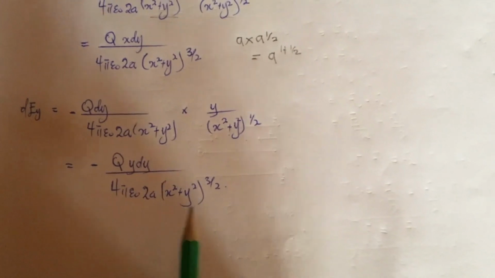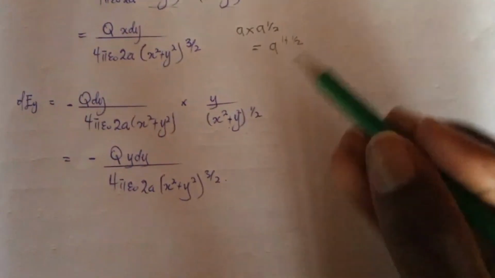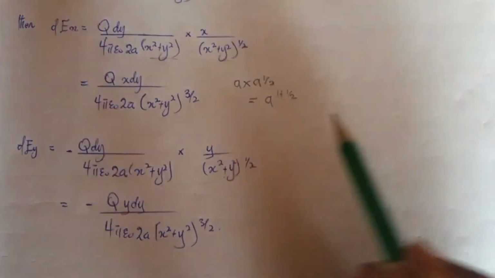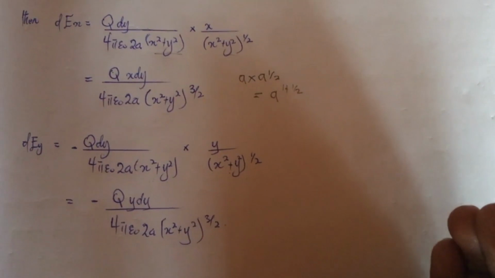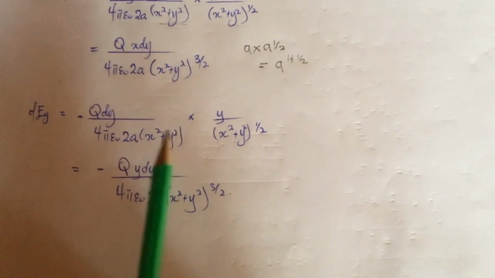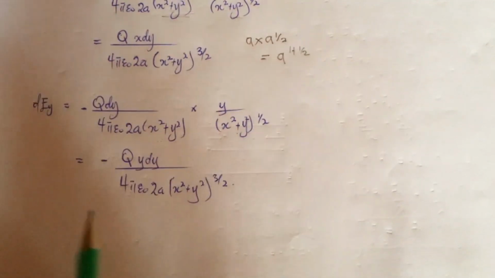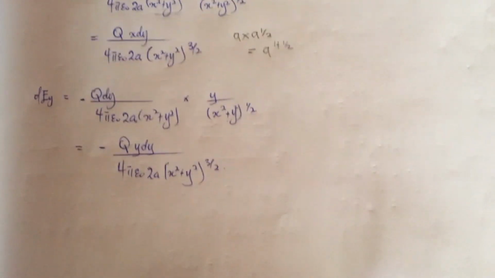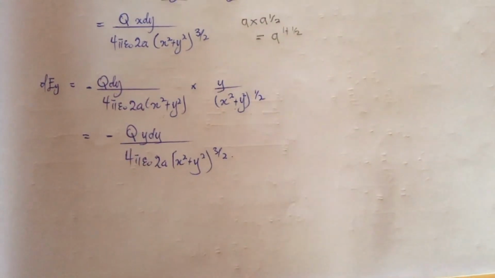We can just arrive at this point: if you have something like A times A raised to the power half, all we need to do is add their exponents. The same thing applies here, and we have it with this formula. So that's all about finding the change in the electric field with respect to y or with respect to x.